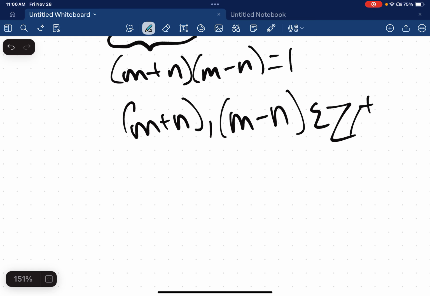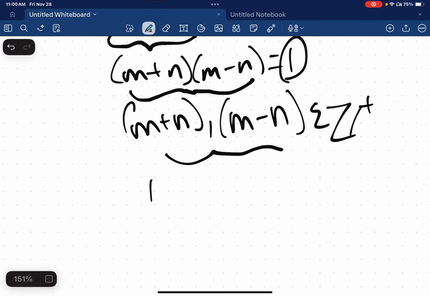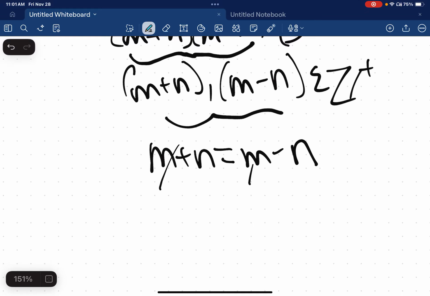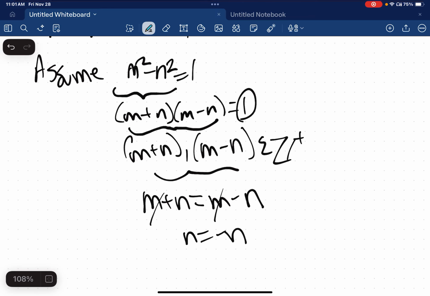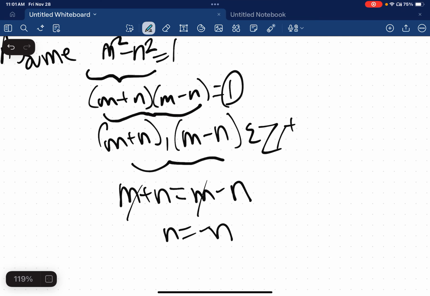The product of two positive integers can only give 1 if both are either 1 or negative 1. Let's remember that. So these can only give you 1 if they're both equal to 1 or if they're both equal to negative 1. So if that's true, that means m plus n has to equal m minus n. Once you cancel out m from both sides, you get n is equal to negative n, which is just not true unless it's 0. And 0 is not a positive integer, so that is our proof.